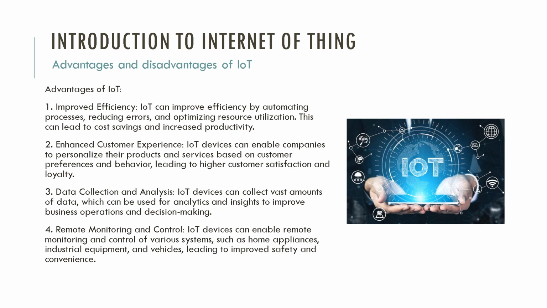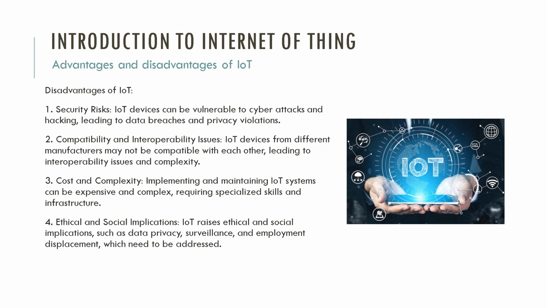3. Data collection and analysis. IoT devices can collect vast amounts of data, which can be used for analytics and insights to improve business operations and decision-making. 4. Remote monitoring and control. IoT devices can enable remote monitoring and control of various systems, such as home appliances, industrial equipment, and vehicles, leading to improved safety and convenience.